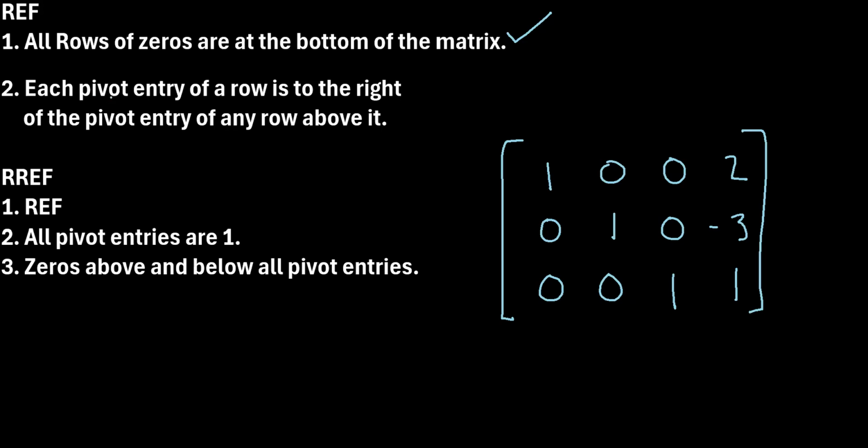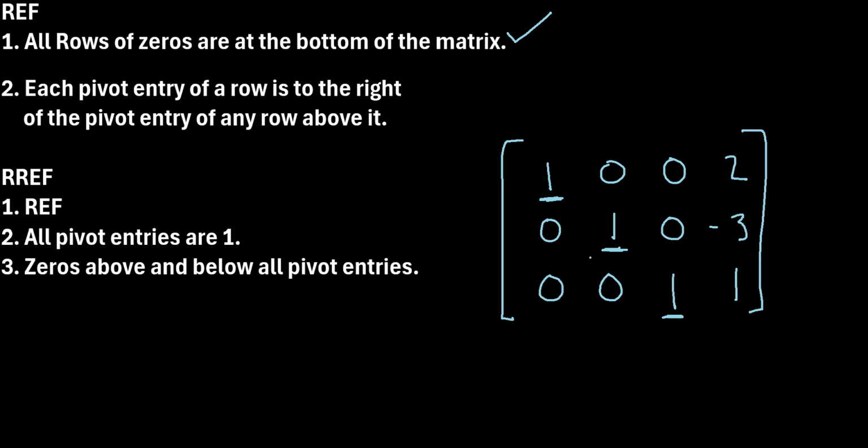Next, we need to check, is each pivot entry of a row to the right of the pivot entry of any row above it? So remember, a pivot entry is just the first non-zero value in each row. So in the first row, the first non-zero value, or the pivot entry, is this 1 right here. In the second row, the pivot entry is this 1 right here. It's the first non-zero value in the row. And in this last row, the pivot entry is this 1 right here.